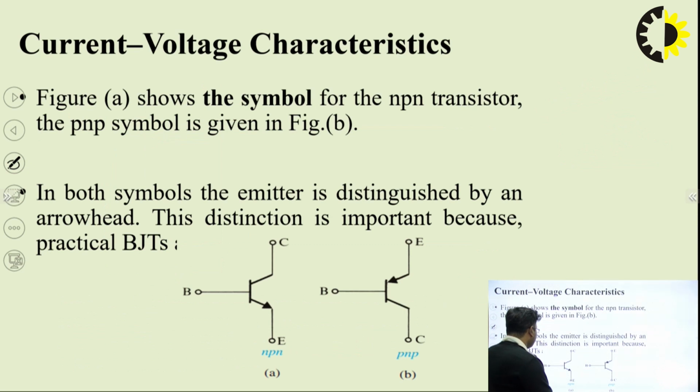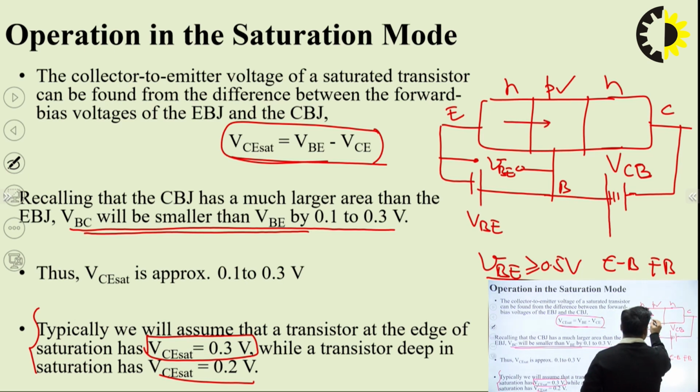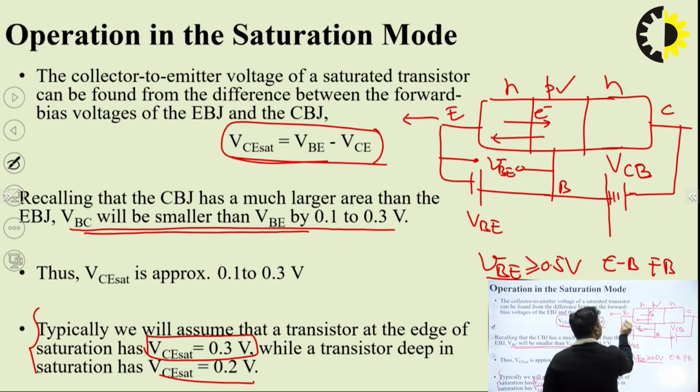So in complex circuits we are using symbols. This is the symbol of NPN transistor, this is the symbol of PNP transistor, with collector, base and emitter. This arrow shows the direction of current. In this direction the flow of electrons will be from N to P, so the direction of emitter current will be from P to N, from base to emitter.